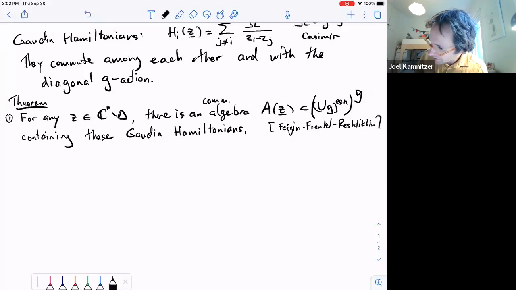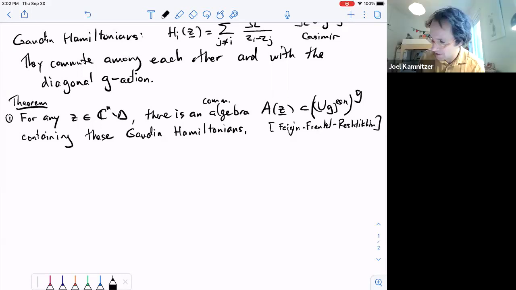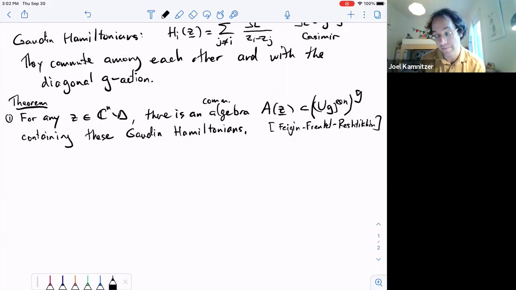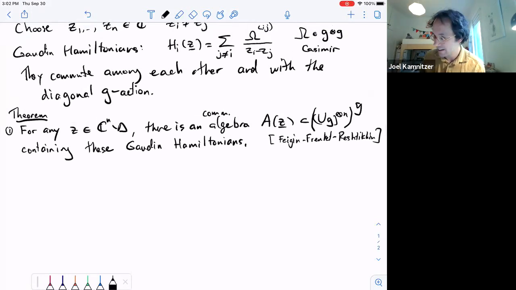And it's a maximal commutative algebra, right? Yeah, it's a maximal commutative subalgebra of this thing. I should say the definition of these Gaudin Hamiltonians wasn't very complicated. The definition of this algebra is much more complicated and involves the center of the affine Lie algebra at the critical level.